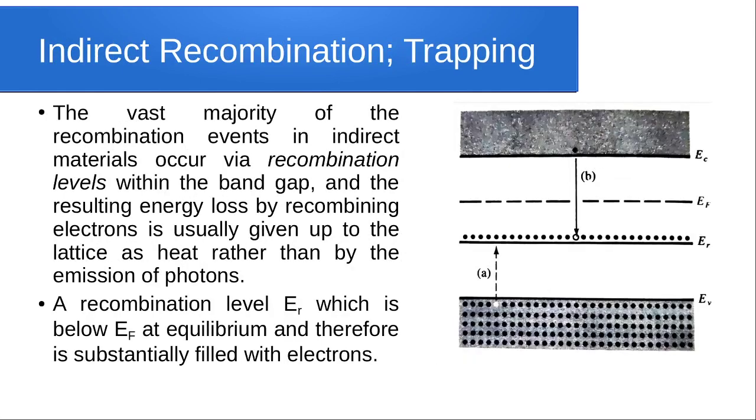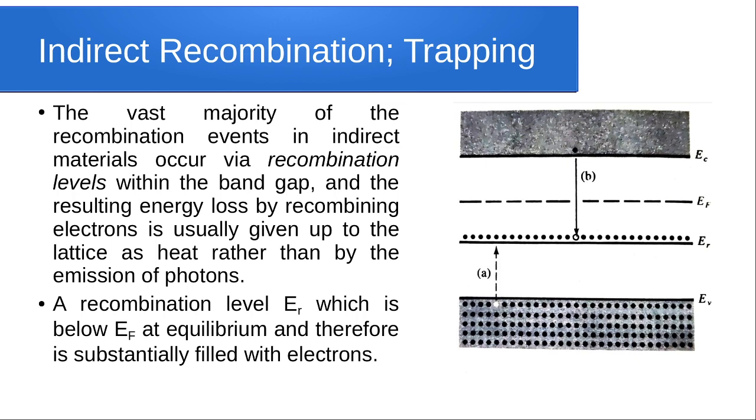Another type of recombination is the indirect recombination. We had seen examples for indirect semiconductors. Silicon and germanium fall under this category. In the case of such semiconductors, recombination is happening in an indirect fashion. It is also known as trapping. There is a new level called the recombination level for this indirect recombination.